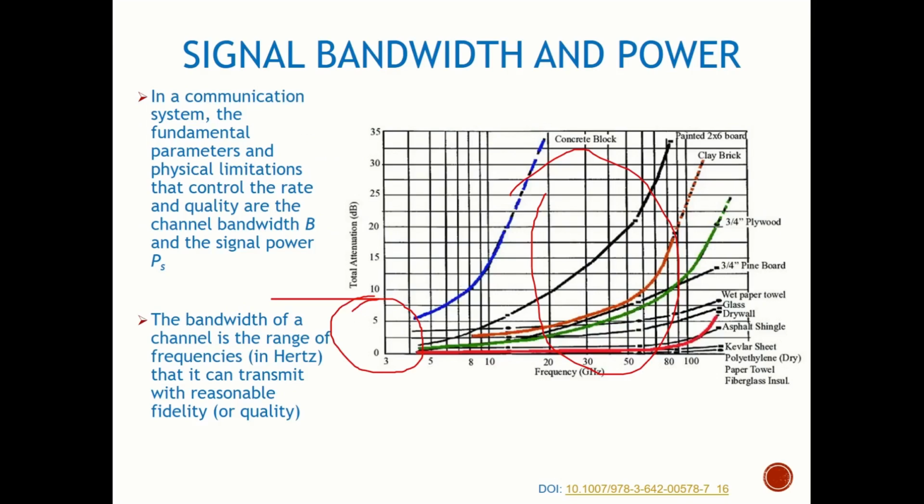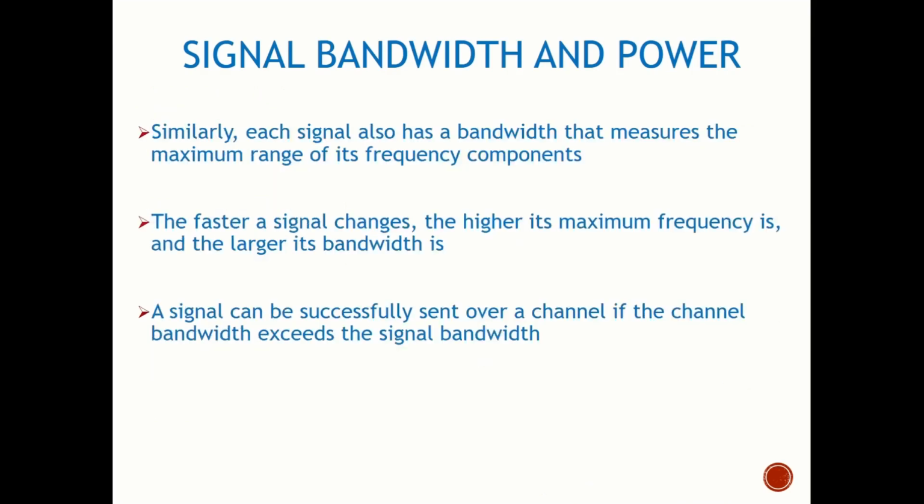Now, this is the bandwidth of the channel. Similarly, we can have bandwidth of signals as well. It measures the maximum range of its frequency components. So the faster a signal changes, the higher the maximum frequency it has, and the larger its bandwidth. A signal can be sent successfully over a channel if the channel bandwidth exceeds the signal bandwidth.